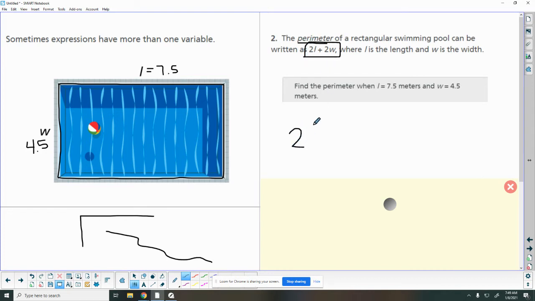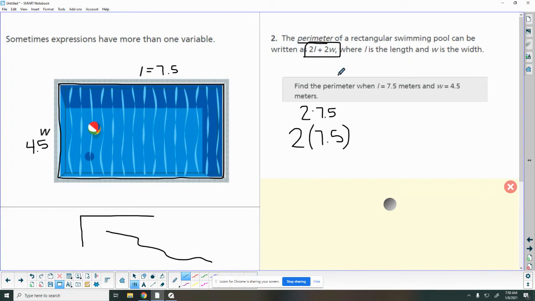So we have 2 groups of L, and L is 7.5. There's lots of different ways we can write this. I chose to put parentheses around my variable L. You can also just do 2 times 7.5. So lots of ways to write the same thing. We can put that X, but again, remember that gets confusing when we have variables mixed in there. So we try to not use those.